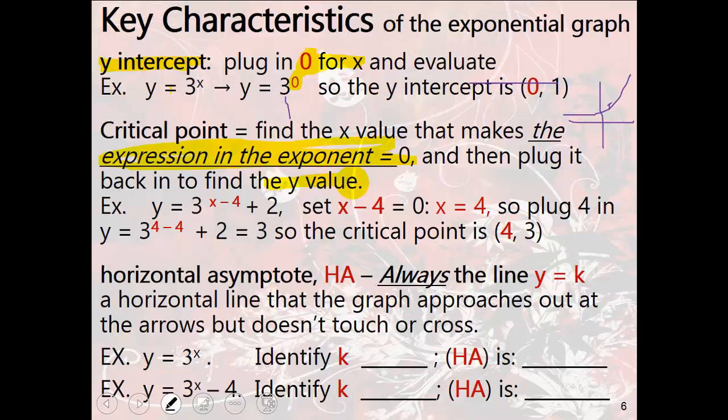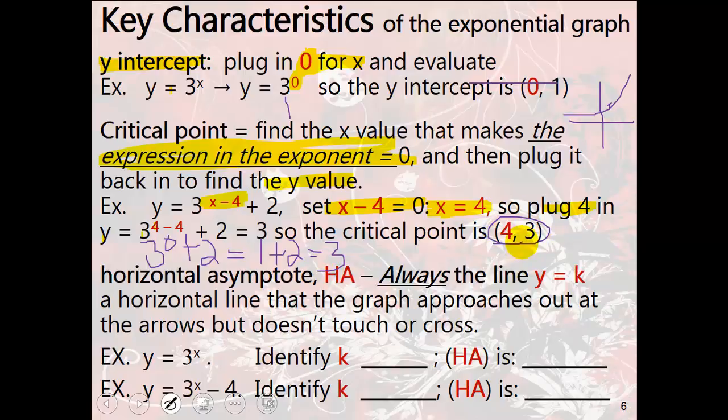So in this example, y equals 3 to the x minus 4 plus 2. I'm going to take x minus 4, and I'm going to set it equal to 0, and solve it. Then I'm going to plug 4 back in. So I get y is equal to 3 to the 4 minus 4. So 4 minus 4 is 0, so I get 3 to the 0 plus 2. What is any base to the 0 power? Well, that's just 1. And 1 plus 2 is equal to 3. So I plugged in a 4, and I got out a 3. This is my critical point.